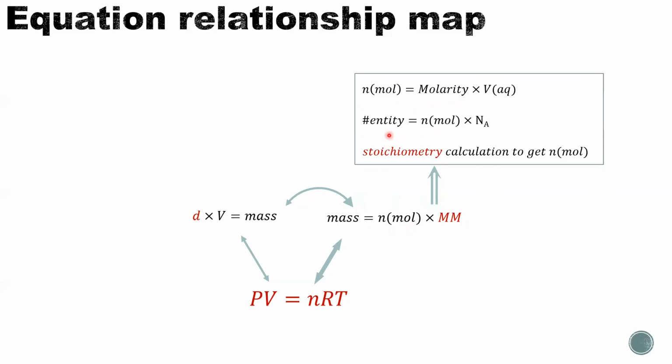We can get the moles from the entity divided by Avogadro's number. We can also get moles from a stoichiometry calculation of a chemical equation, to get moles of product or reactant, right? So there are many ways to calculate the number of moles.